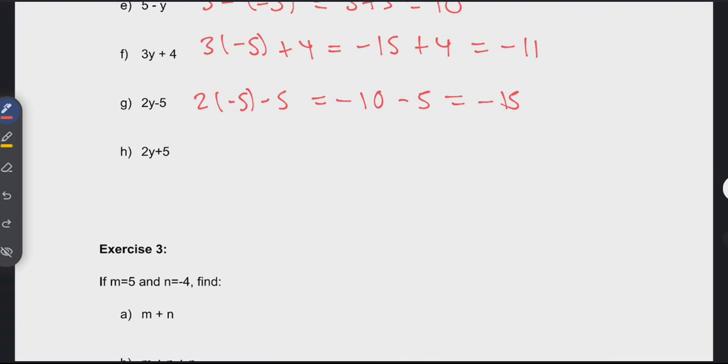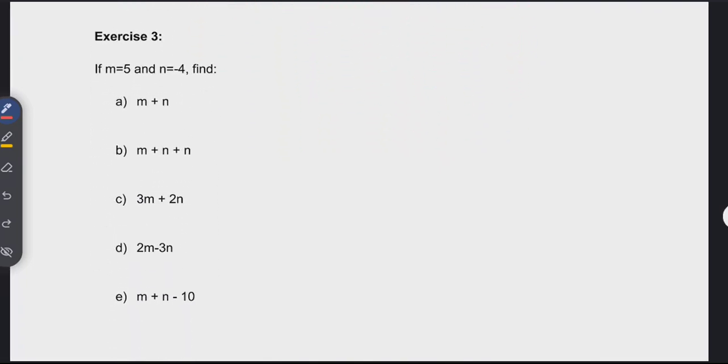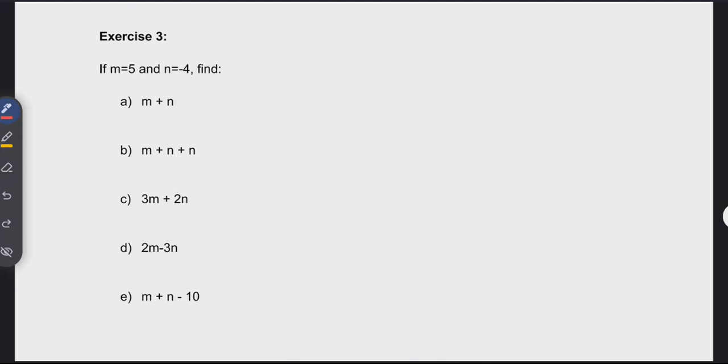Okay, and then we have 2y plus 5, so that's 2 times minus 5. Add 5, so again, deal with that multiplication first. What's 2 times minus 5? Well, that's minus 10. Then we add the 5. So minus 10 plus a number is getting more positive or less negative. You get minus 5.